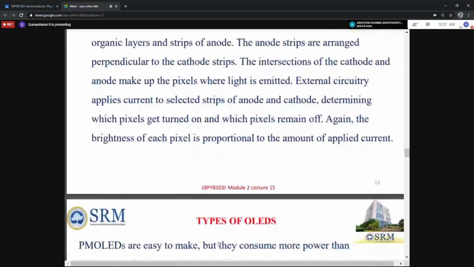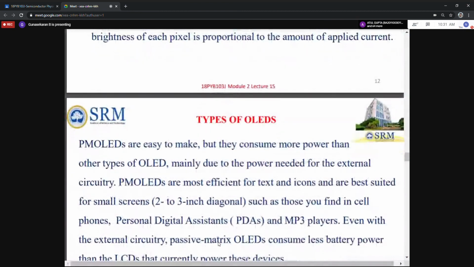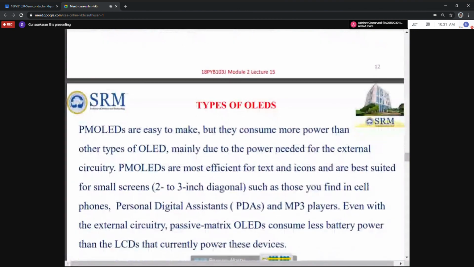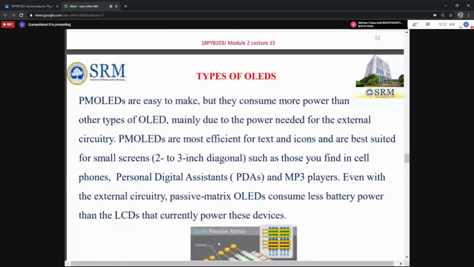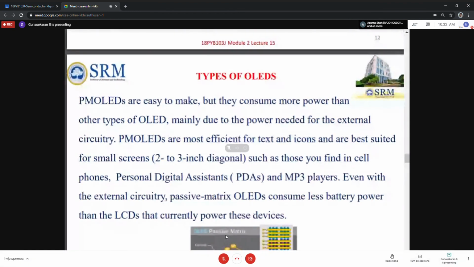See here, PMOLEDs are easy to make, but they consume more power compared to other OLEDs, mainly due to the power needed for the external circuit. They are most efficient for text and icons, which can be easily displayed on small screens using PMOLEDs. So now you understand where they are used: small screens, especially smartphones, cell phones, and personal digital assistants, the PDAs.